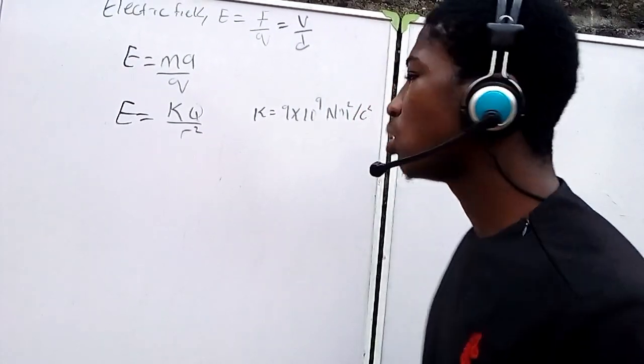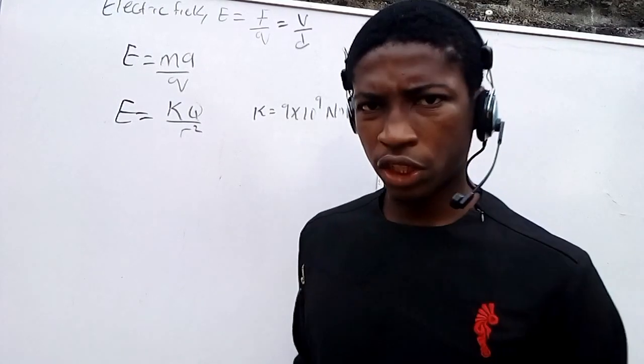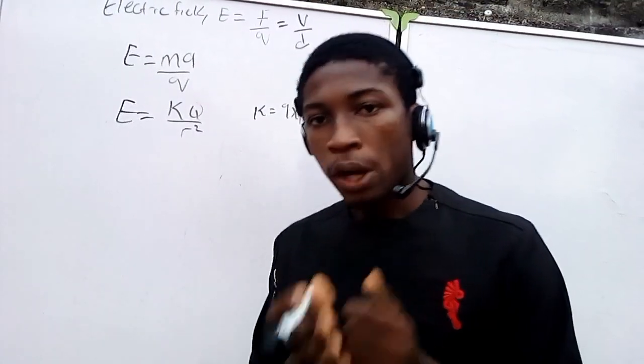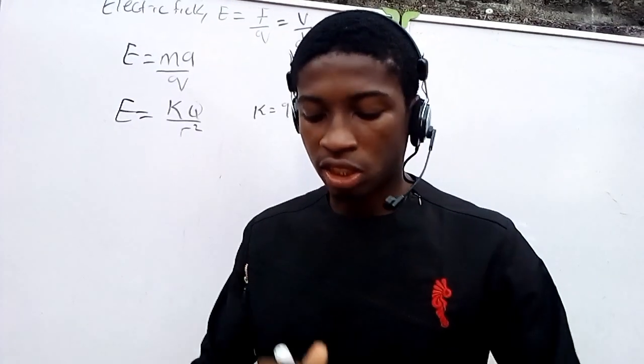So now the next thing is the vectorial part of the electric field. The vectorial part is very simple. The vectorial part is applied in this scenario.